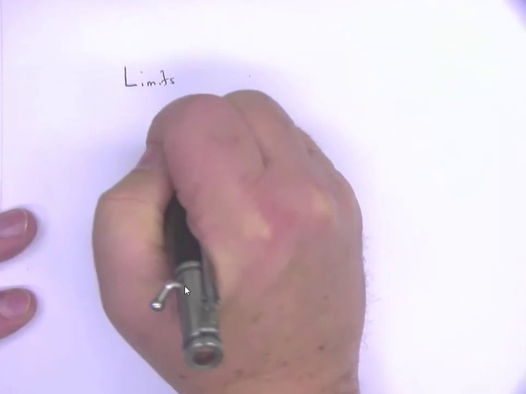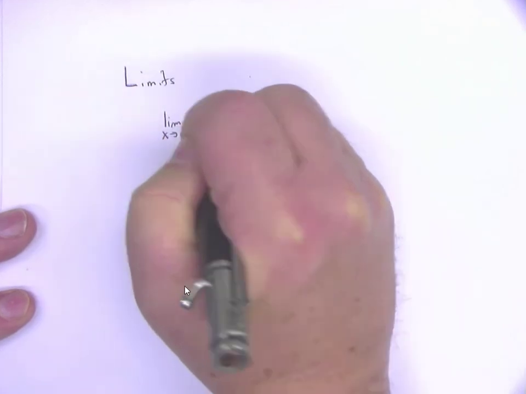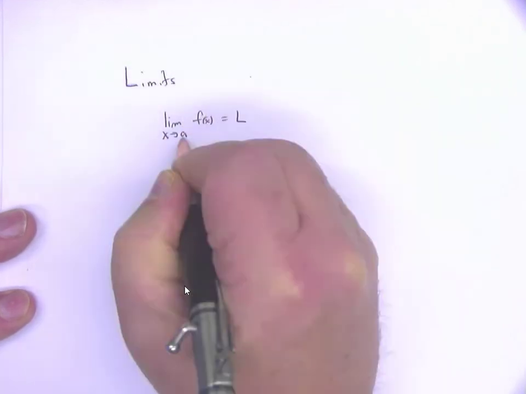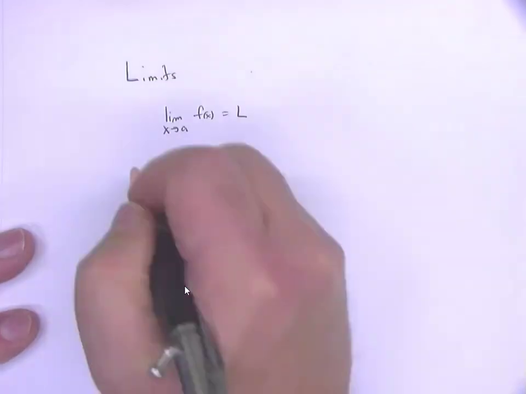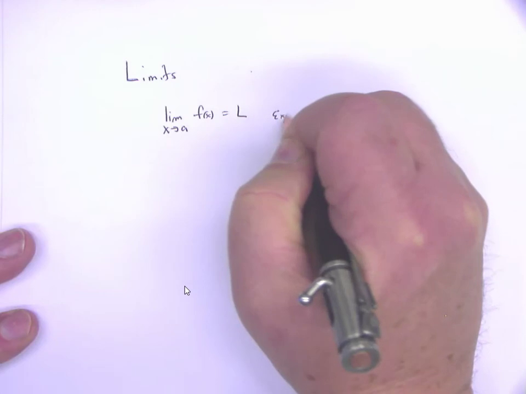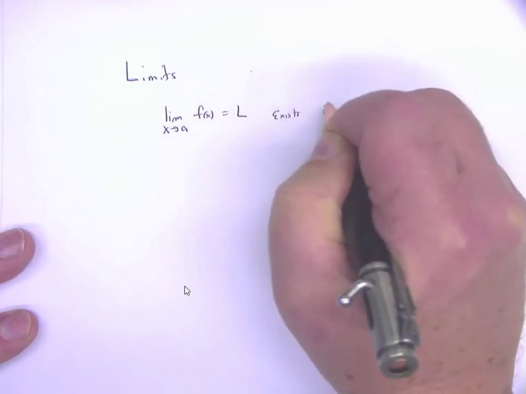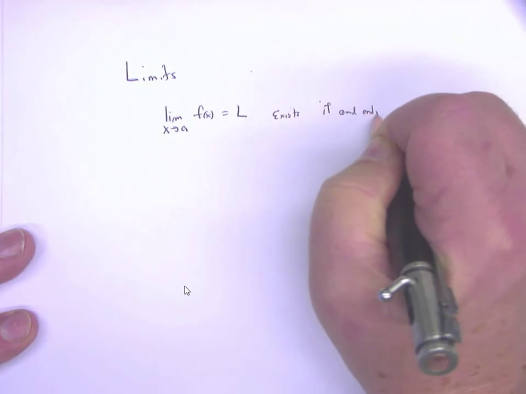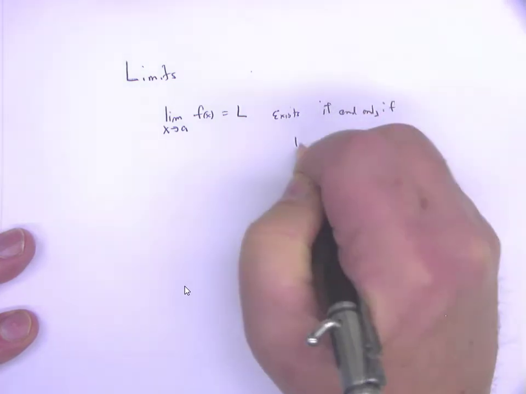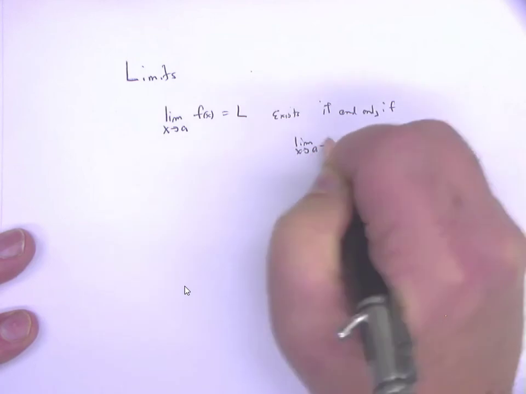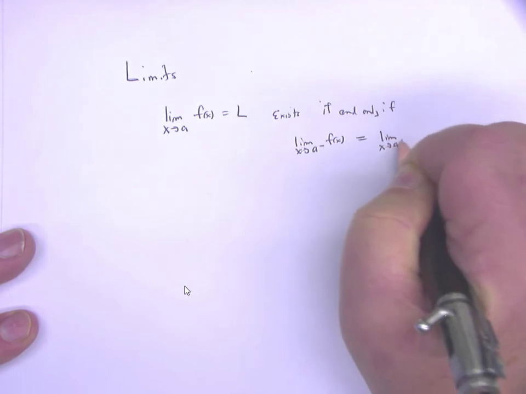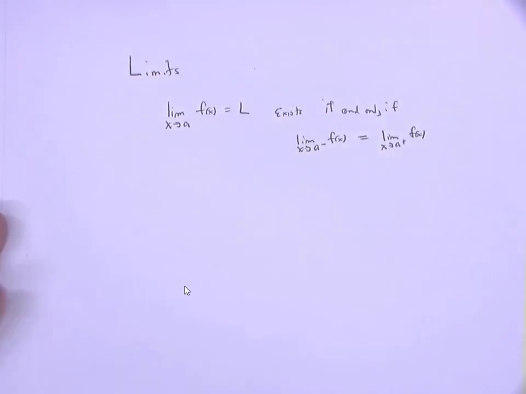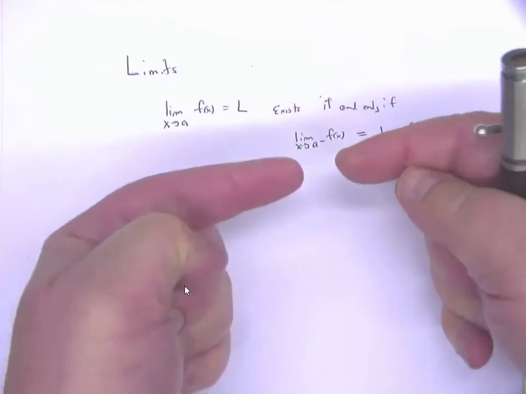Here's the idea. You're taking the limit as x approaches a of f of x equals L. This is a full limit. There's no little minus or plus behind this guy. This is not a one-sided limit. Now, for this to exist, this guy exists if and only if the limit as x approaches a from below of f of x is equal to the limit as x approaches a from the right of f of x. This was our definition of limit, and I kept telling you guys this. The limit from below equals the limit from above.